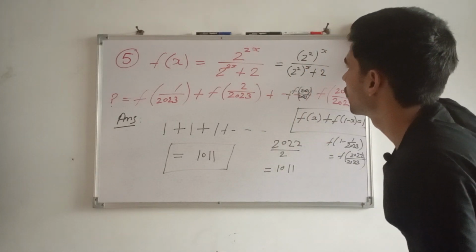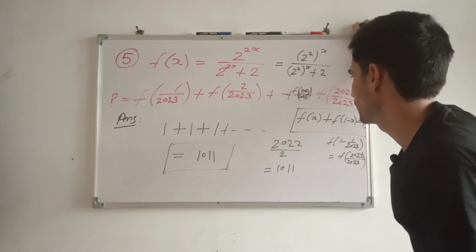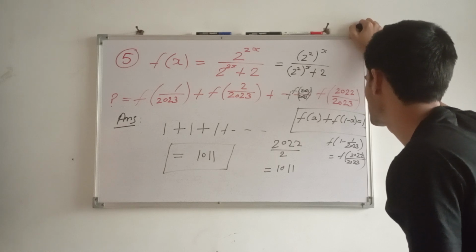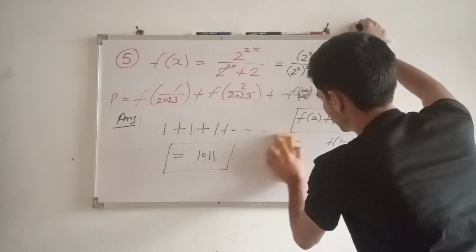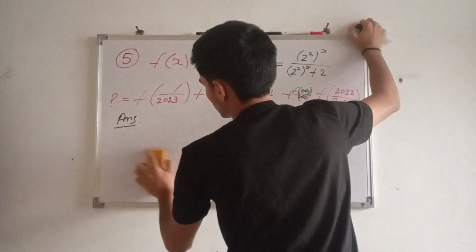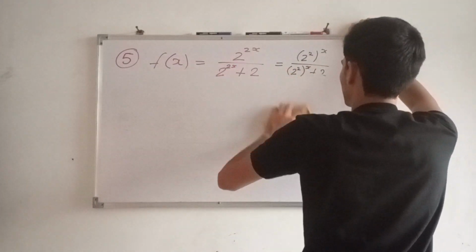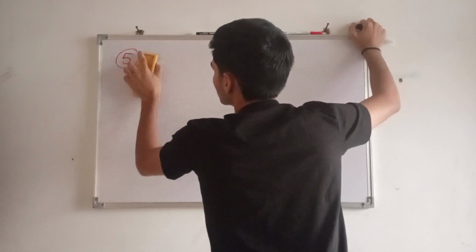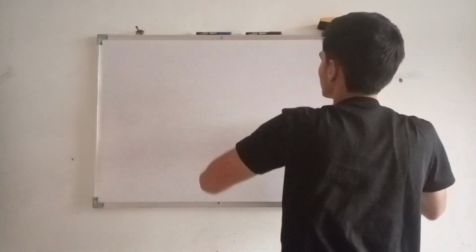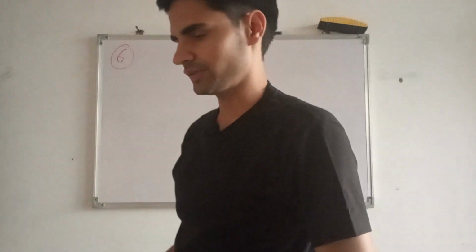So if we get any complicated functions, what we should always do is consider simplifying the terms, if we can cancel out some terms. Next question we will see. This was question number 5, so next will be question number 6. What is the next question?